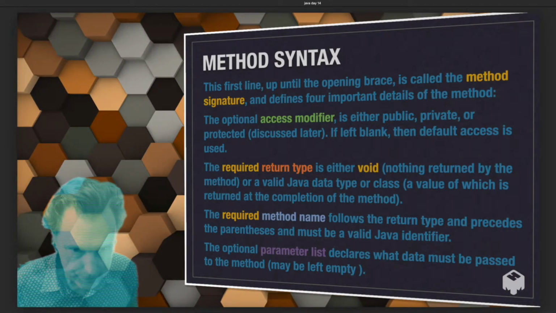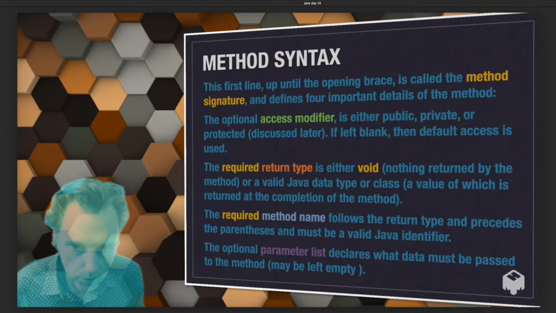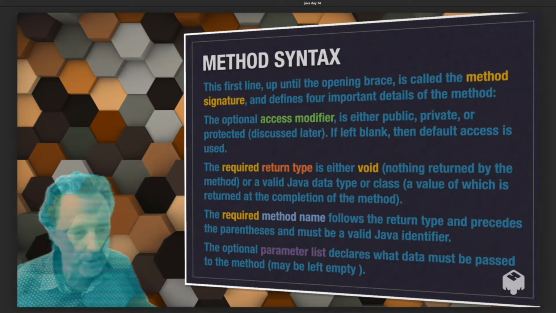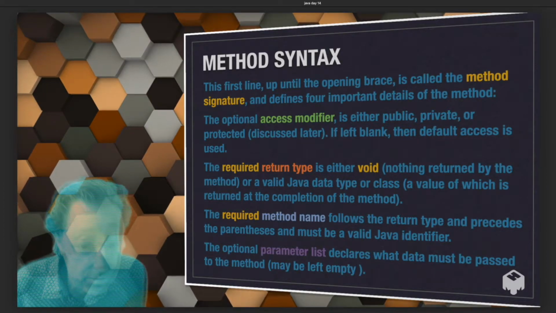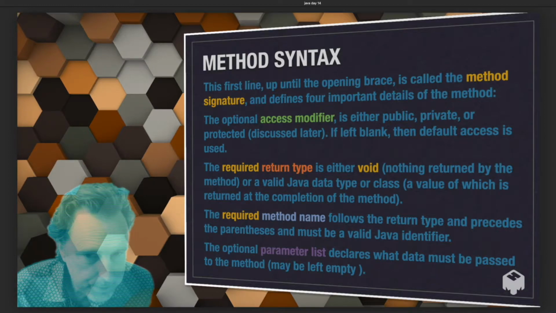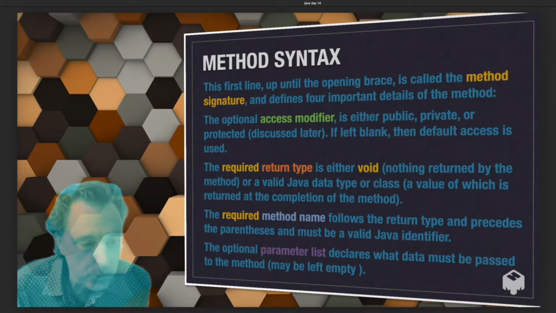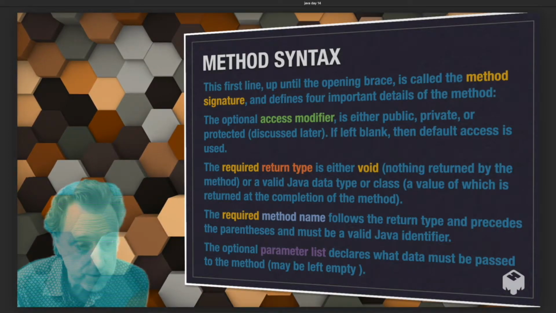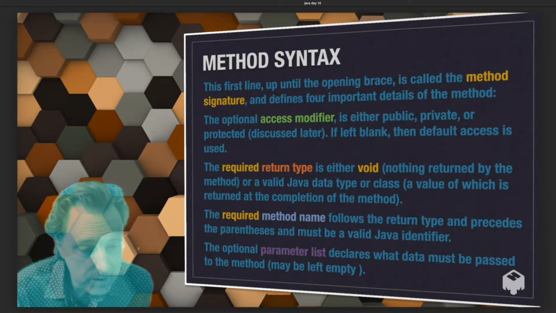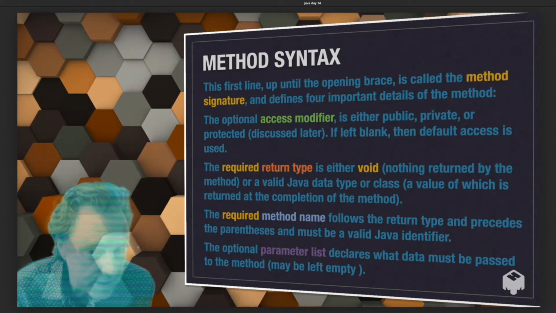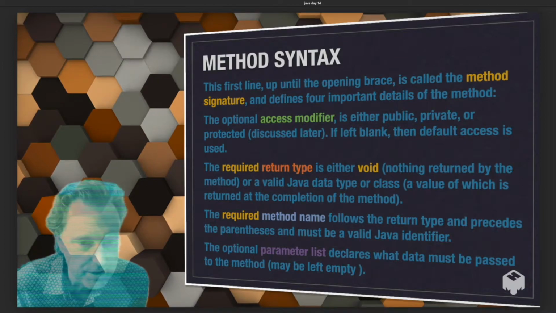If you leave it off, it gets what's called default or package level access. Again, we'll talk more about that in chapter 10. There's a required return type, and that can either be the keyword void, which means there's nothing returned, or it can be a valid Java class or data type that the method generates and sends back.